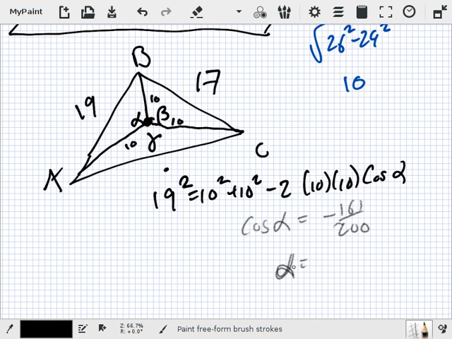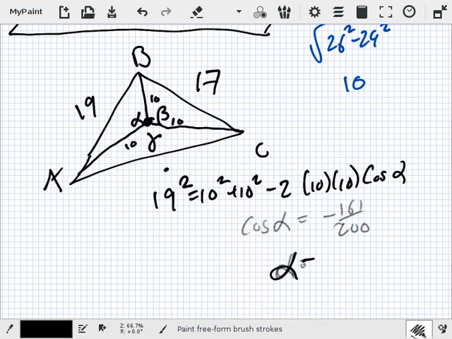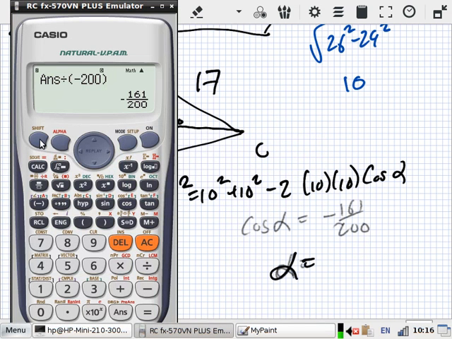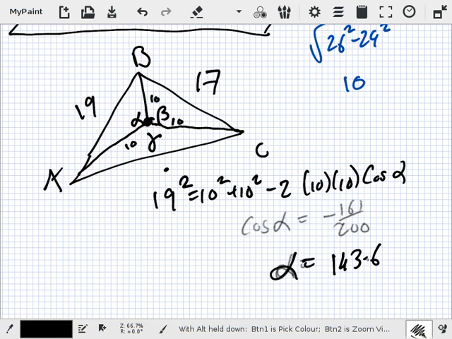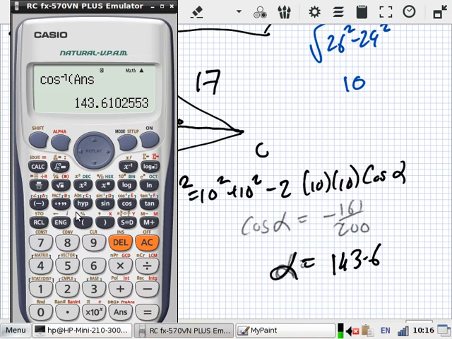Alpha equals, so if we do shift cos inverse answer, we get it. You're in radian mode, aren't you? Yeah. Now, let's use our store function. Right. Shift store as A. Alright, so alpha is now stored as A on my calculator.